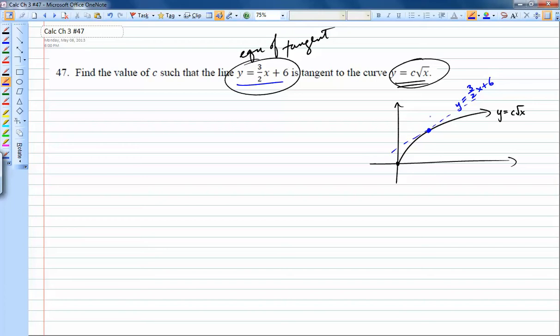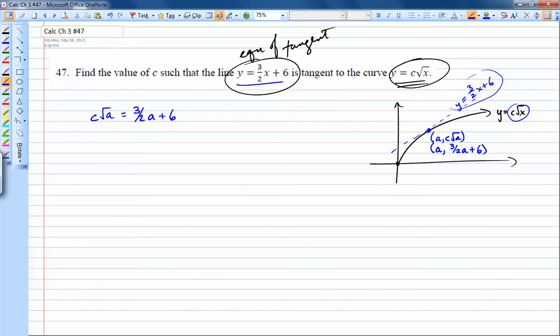And I don't actually know where this hits, so I'm just going to make up a value for it and call it a comma f of a. Well, in fact, it's a comma whatever I get when I plug in a into here, which is c root a. But notice it's also on the tangent line. So I could call this point a comma whatever I get when I plug in a into the tangent line equation, which is 3 over 2a plus 6, because it's on both of those lines. So what I can do from there is set those two equal to each other. C root a has to equal 3 over 2a plus 6.